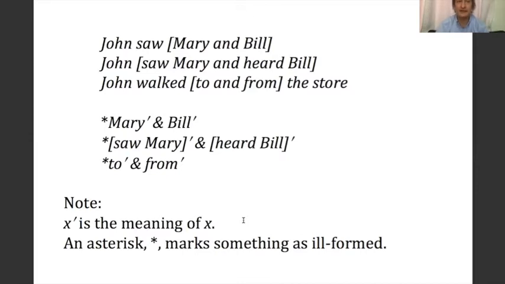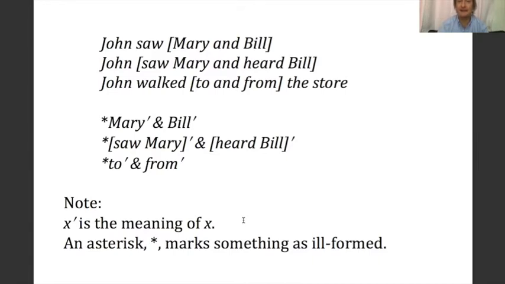Up above, we have "John saw Mary and Bill." English and is connecting two names, Mary and Bill. We have "John saw Mary and heard Bill." And is connecting two verb phrases, the verb phrase "saw Mary" and the verb phrase "heard Bill." In the next sentence, it connects two prepositions, the preposition "to" and the preposition "from": "John walked to and from the store." These are all things that English and can do very easily.